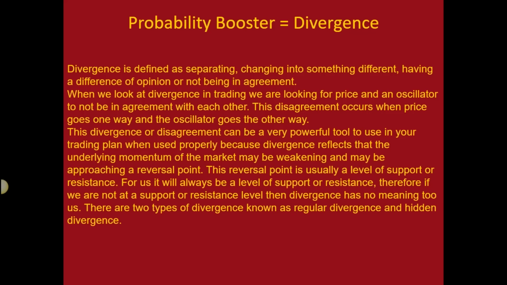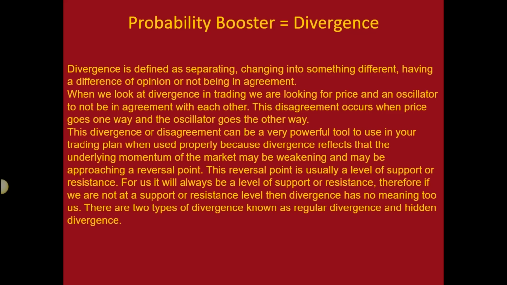your trade. So divergence is defined as separating, changing into something different, or having a difference of opinion, or not being in agreement. So when we look at divergence in trading, we're looking for price and the oscillator to not be in agreement with each other. So this disagreement occurs when price goes one way and the oscillator goes the other way. This divergence or disagreement can be a very powerful tool to use in your trading plan when used properly, because divergence reflects that the underlying momentum of the market may be weakening and may be approaching a reversal point.